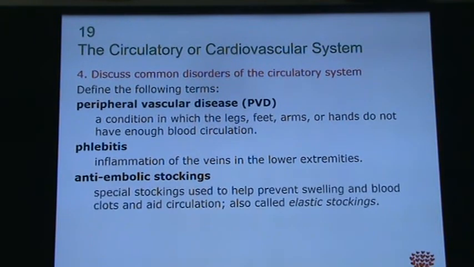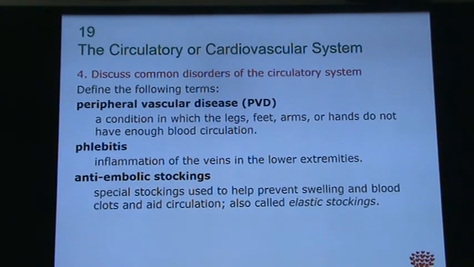Anti-embolic stockings. You have to know about this very well, because it's one of the skills tested in the, I think it's skill number 3. How to put on anti-embolic stocking, also called elastic stockings. But you have to know why. What does it do? Why does the resident need anti-embolic stockings? Well, it helps to reduce blood clots and help with circulation. Also helps to prevent swelling.